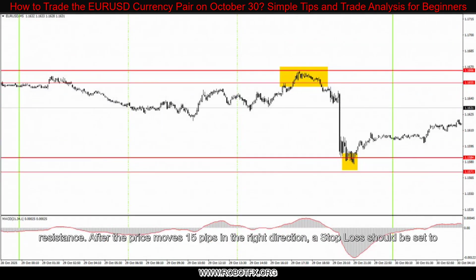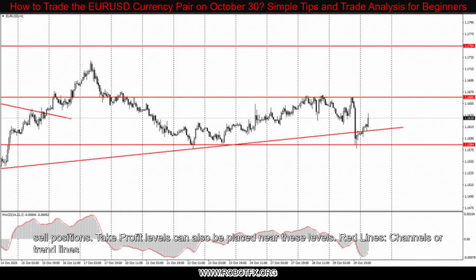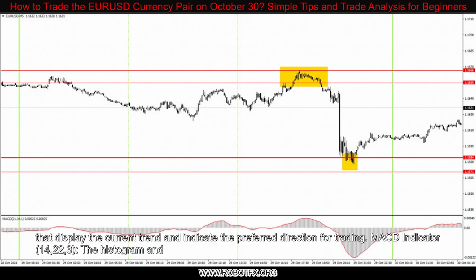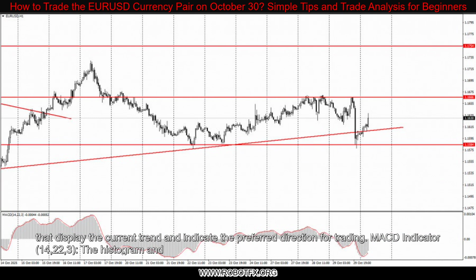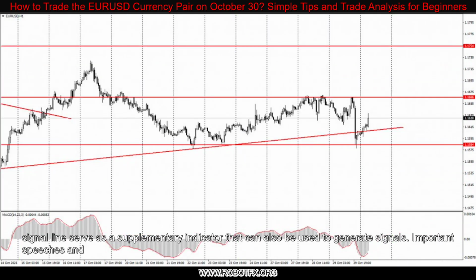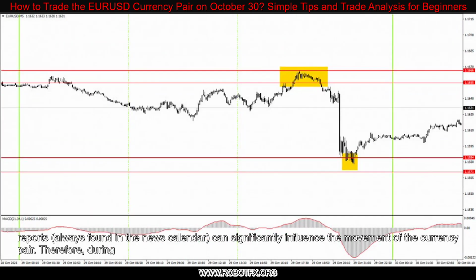What's on the charts? Support and resistance levels, levels that serve as targets when opening buy or sell positions. Take profit levels can also be placed near these levels. Red lines, channels or trend lines that display the current trend and indicate the preferred direction for trading. MACD indicator 14-22-3, the histogram and signal line serve as a supplementary indicator that can also be used to generate signals. Important speeches and reports always found in the news calendar can significantly influence the movement of the currency pair. Therefore, during their release, trading should be approached with maximum caution, or one should exit the market to avoid sharp price reversals against the preceding movement.